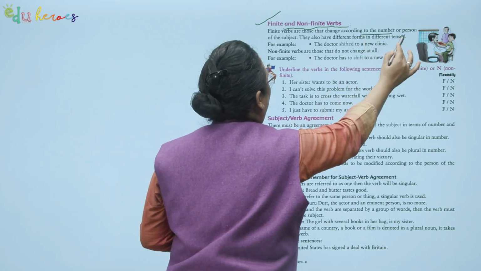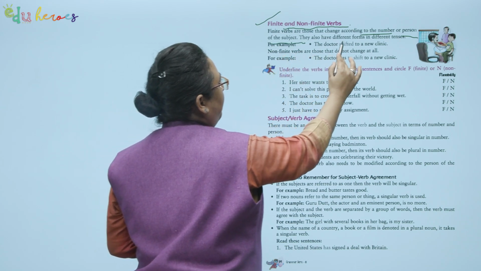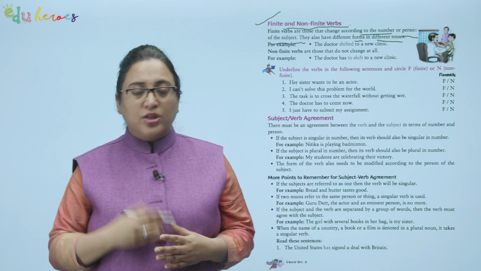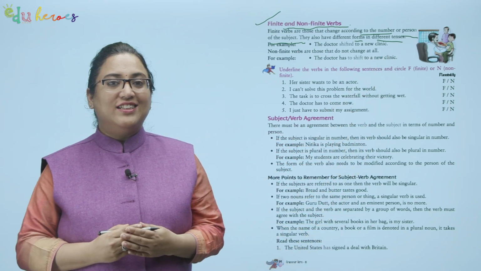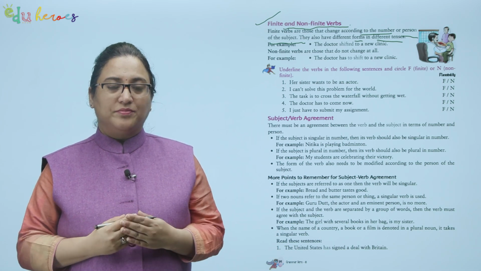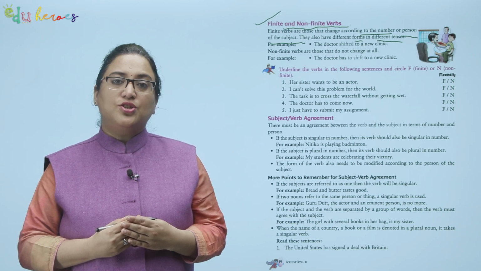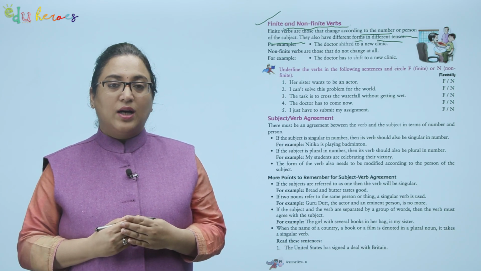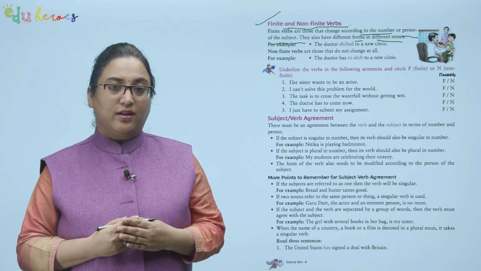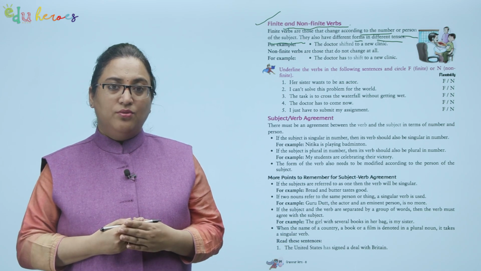According to the number or person of the subject. And also another feature, they have different forms in different tenses. That means they will change according to tenses. Let's study these examples. The doctor shifted to a new clinic. Now, non-finite verbs are those that do not change at all. For example, the doctor has to shift to a new clinic. We have another practice exercise for you.